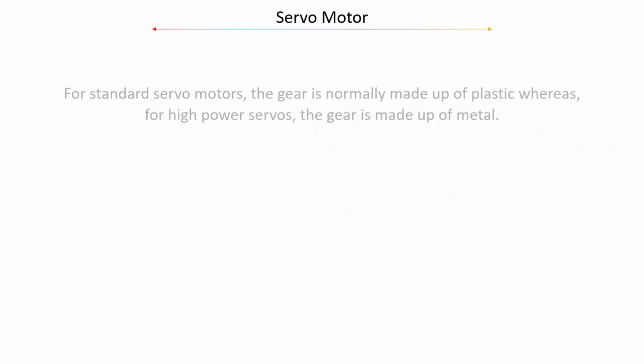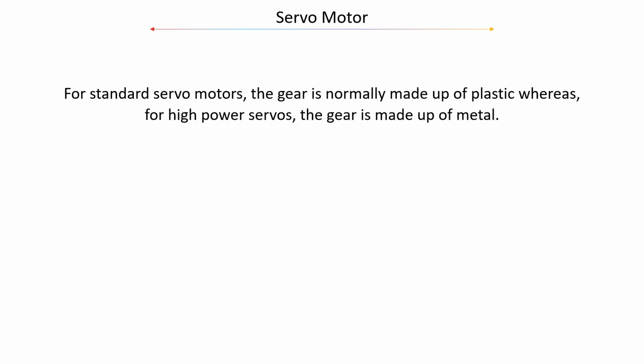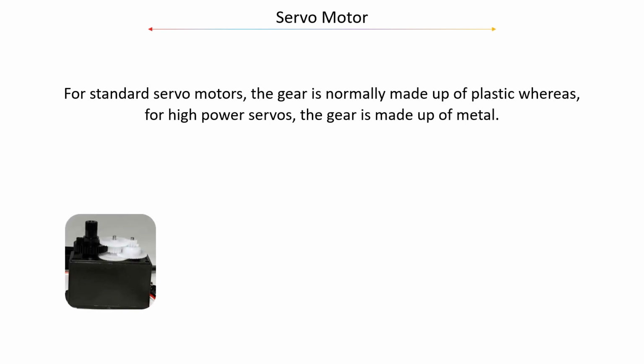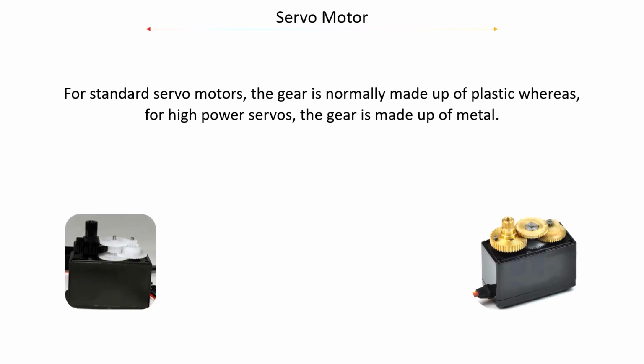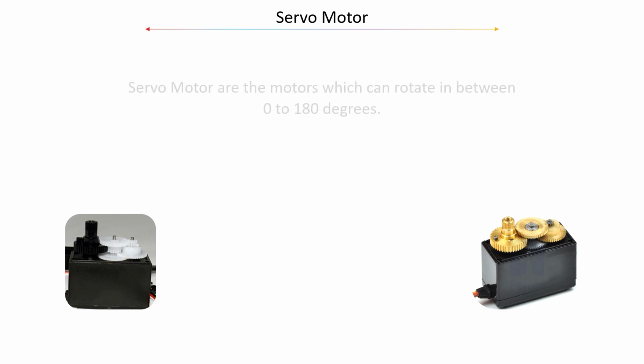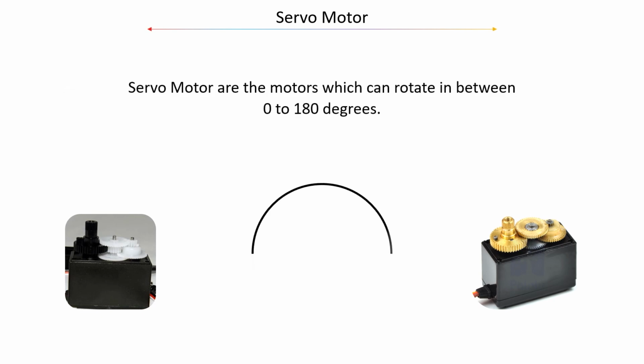For standard servo motors, the gear is normally made up of plastic, whereas for high power servos, the gear is made up of metal. Servo motors are motors which can rotate in between 0 to 180 degrees.